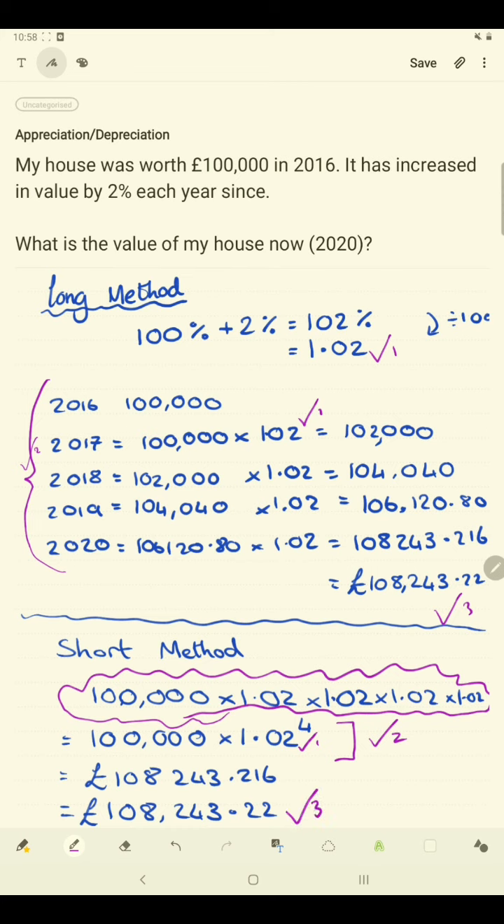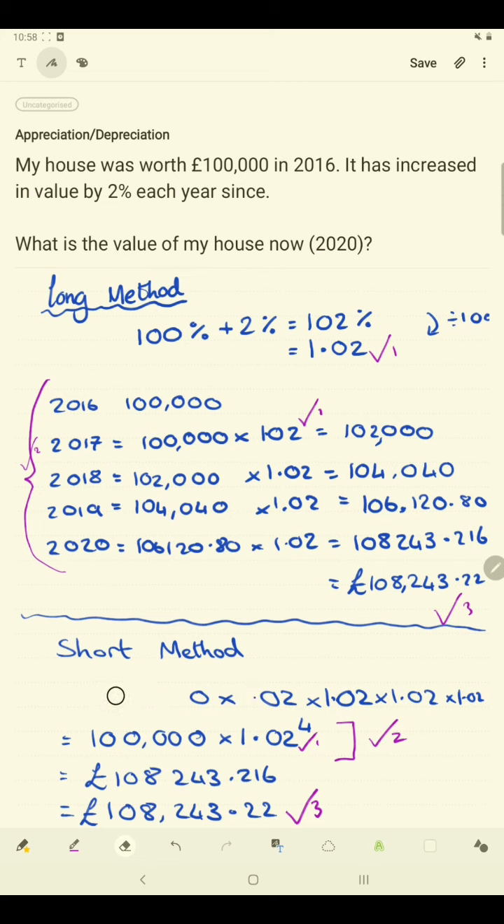Percentages questions are what maths teachers call a gift, especially when you're using the short method, because all you are having to do are those 3 lines of working, and it's 3 marks in the bag.